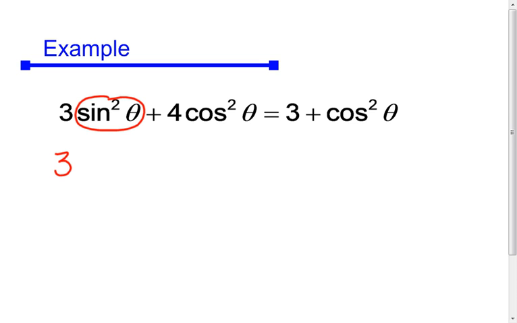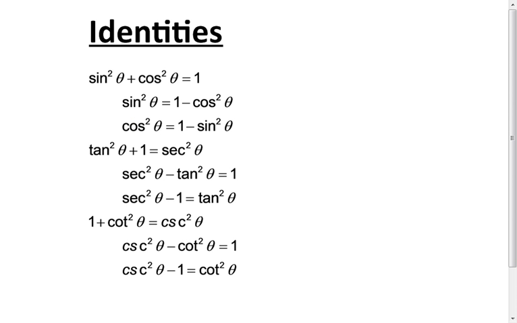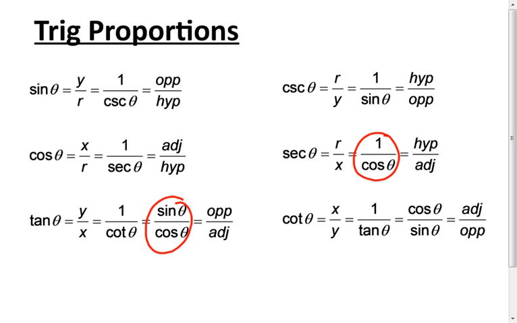Now, I could replace it if I wanted to. I could use my trig proportions, and I could see how sine is 1 over cosecant. So sine squared is 1 over cosecant squared, just so you know. And you might need to use that in your homework. In this case, it's not going to be helpful for you, but you can do that, okay?